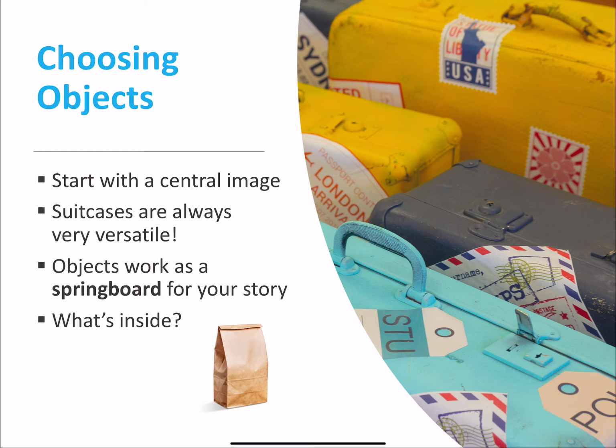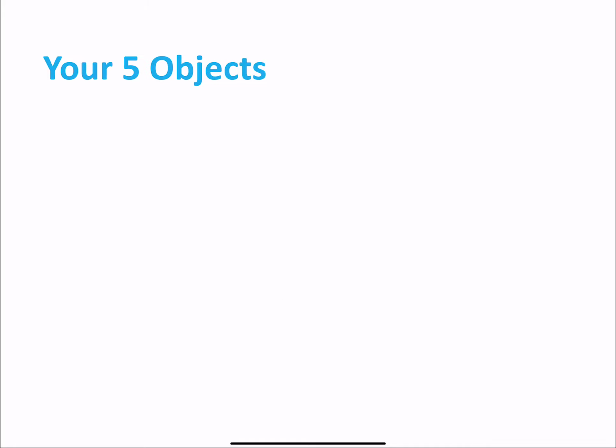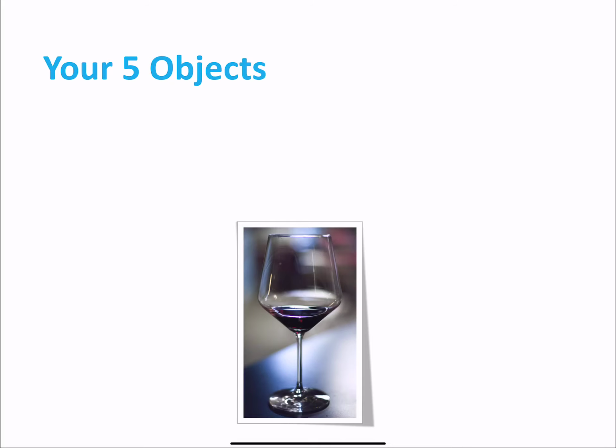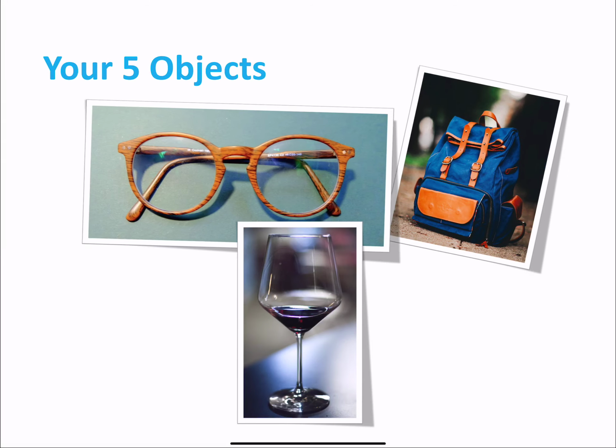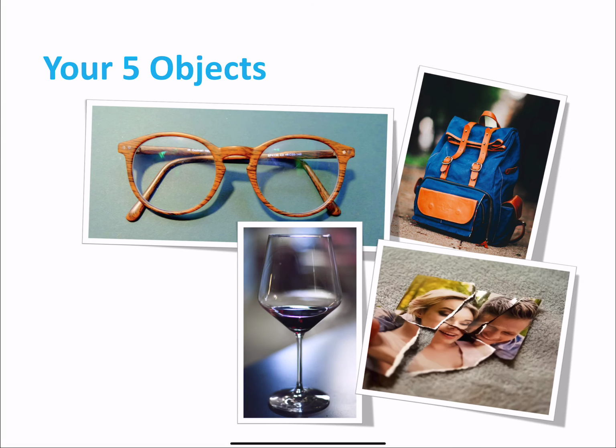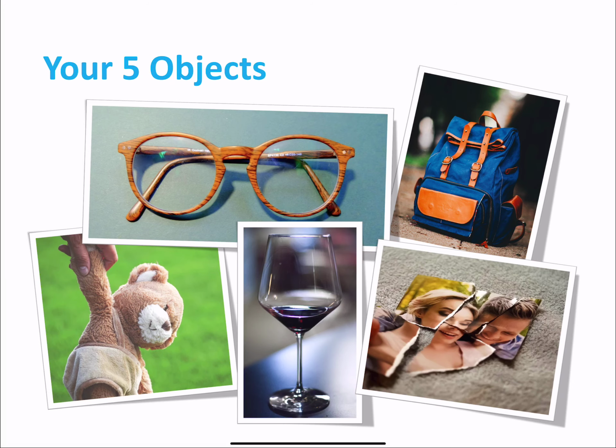Before doing your next practice question, create 5 different flashcards with 5 different objects on them. For example, mine are a used wine glass, a backpack, some spectacles, a torn photo, and a child's toy. Now, you can use one or all of these scenes if you want to add some detail, or you can use it as inspiration to start off the narrative.